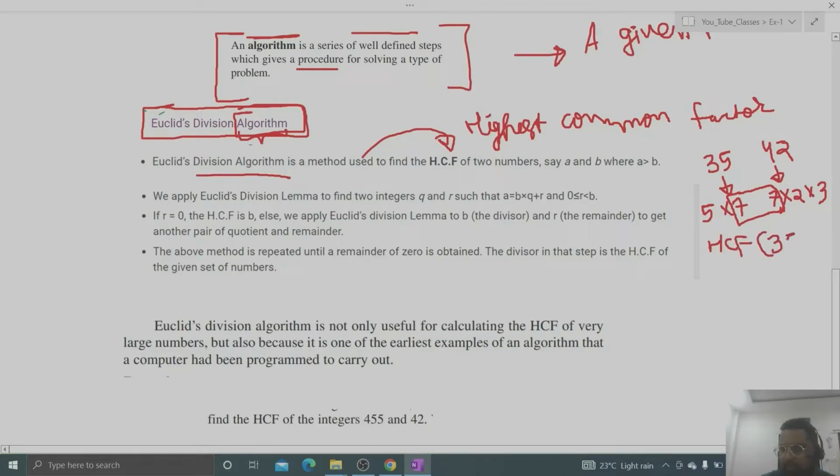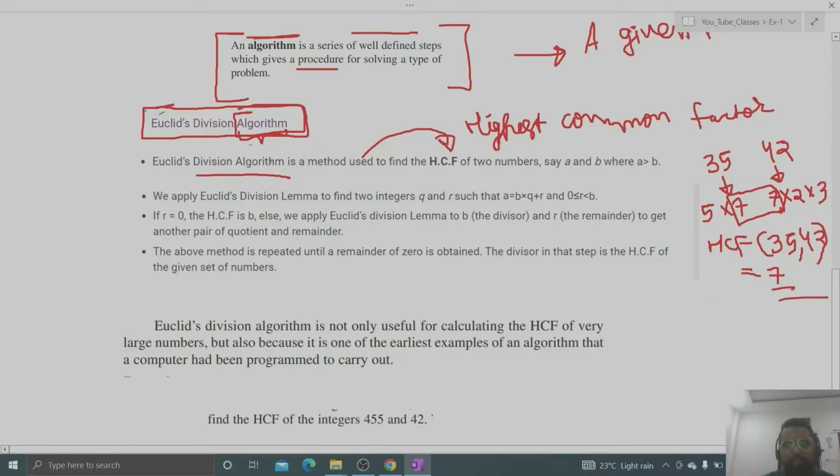We have to simply factorize the numbers, take the common factors, and multiply those common factors with each other. So we will get our answer. Here only 7 is coming, that's why it is 7 into 1, 7, sorry. So HCF of 35 and 42 is 7.